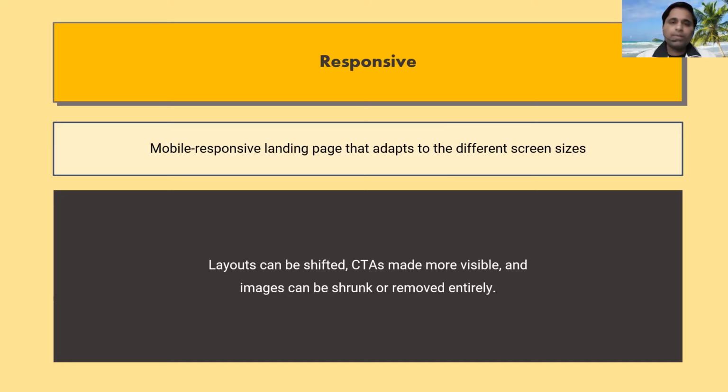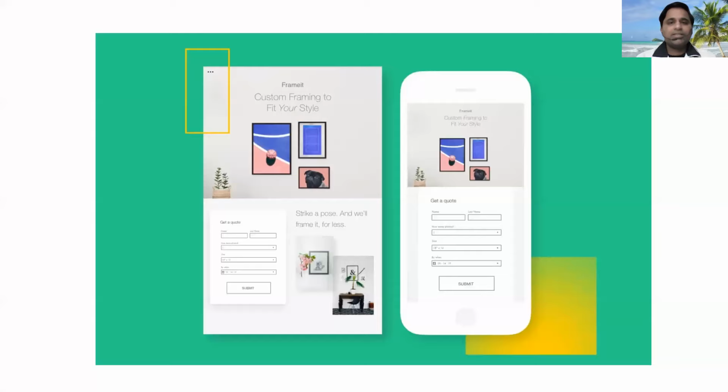You can do anything today. The layouts can be shifted or adapted as per your mobile or your different screens. Calls to action can be made more visible. Images can be shrunk or removed entirely, like this landing page. On the left you can see a desktop version, on the right you can see a mobile version. You need not cram everything that you have on a landing page on your desktop onto your mobile also. You can remove some images, or you can do various adjustments, but check that it opens correctly on your mobile.